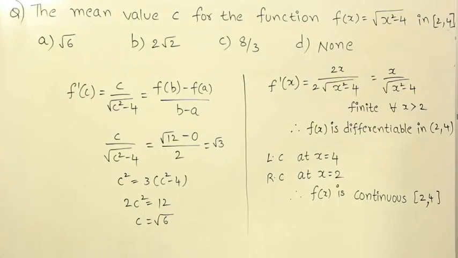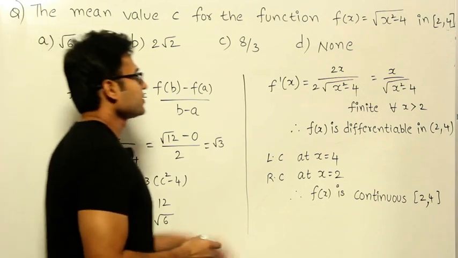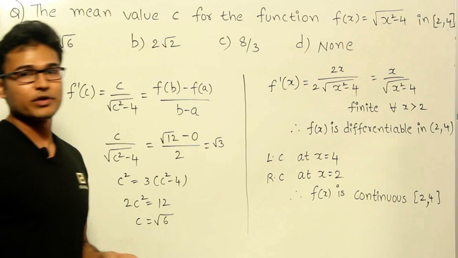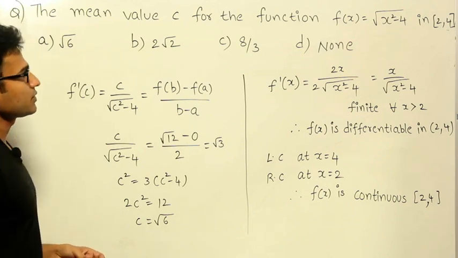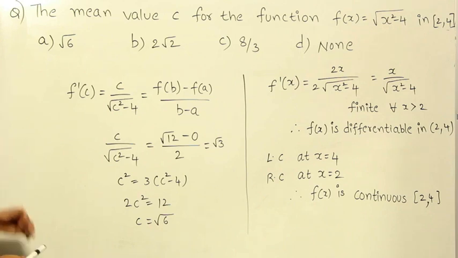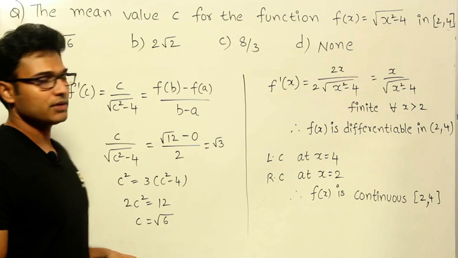Now let's see this question. The mean value C for the function f of x equal to square root of x square minus 4 in the range 2 comma 4 is. So now we are supposed to find out the mean value. Before going ahead and finding it, let's see whether we could apply any theorem here or not.